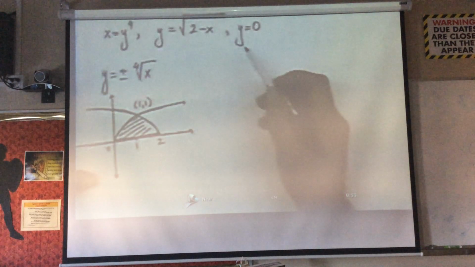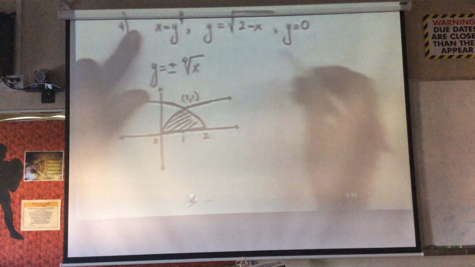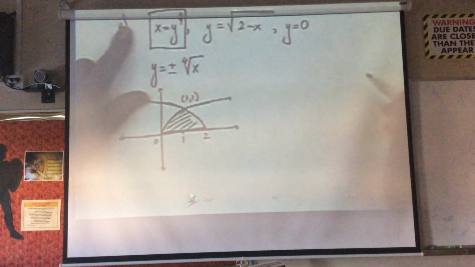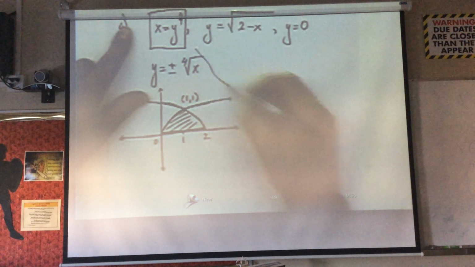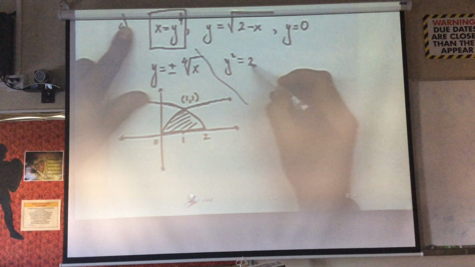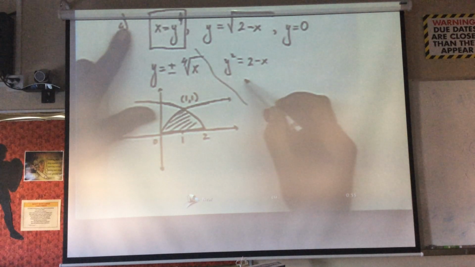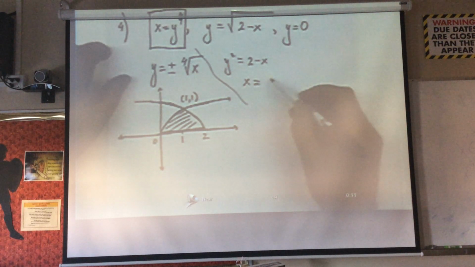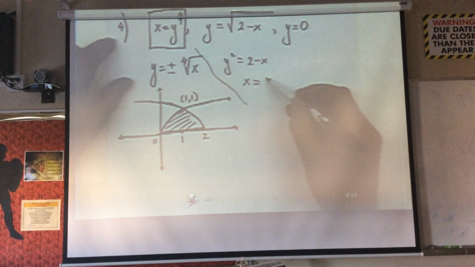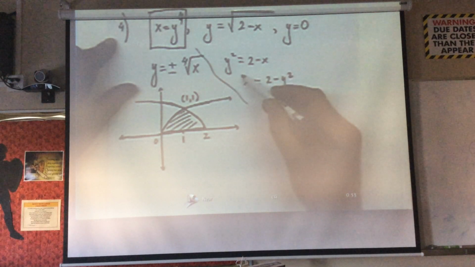Let's take a look. Remember, all your functions might be switched to x equals. The first one works already. So I have no problem with this function. Okay, I'm going to use it. But this one must be changed. So this function, I have to square, right? I have to square, so I get y squared equals 2 minus x. Because I'm solving it for x, right? Solving it for x. So what is x? When you solve, what do you get? What is x? Minus y squared. 2 minus y squared. So I'm going to use this one.